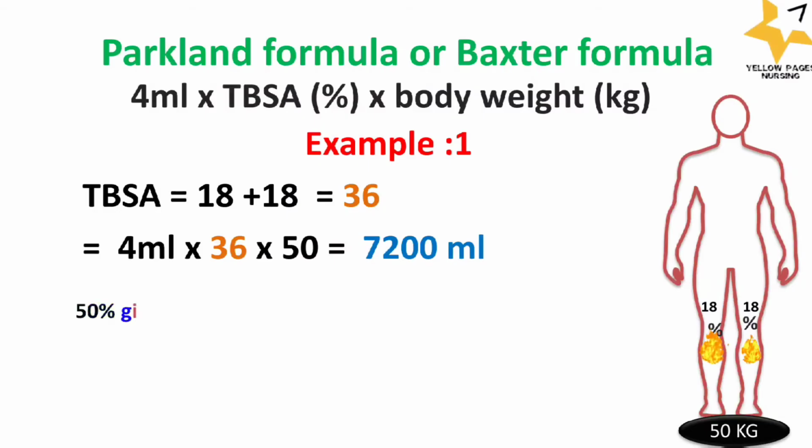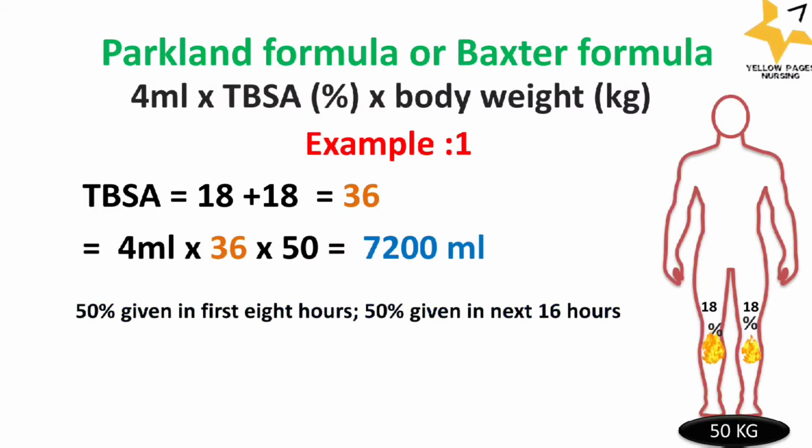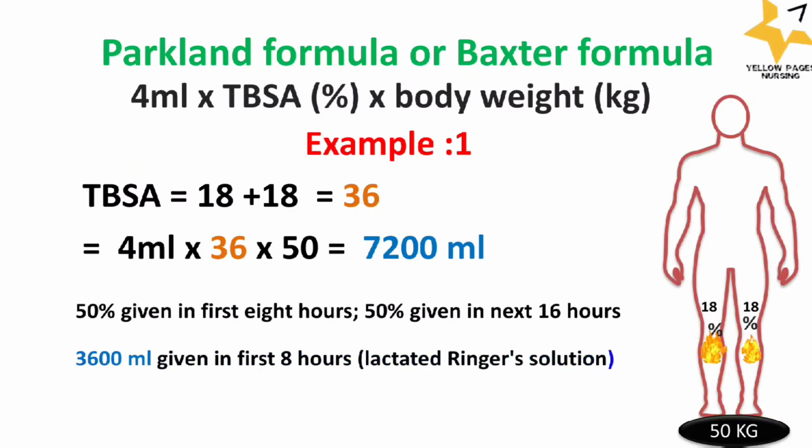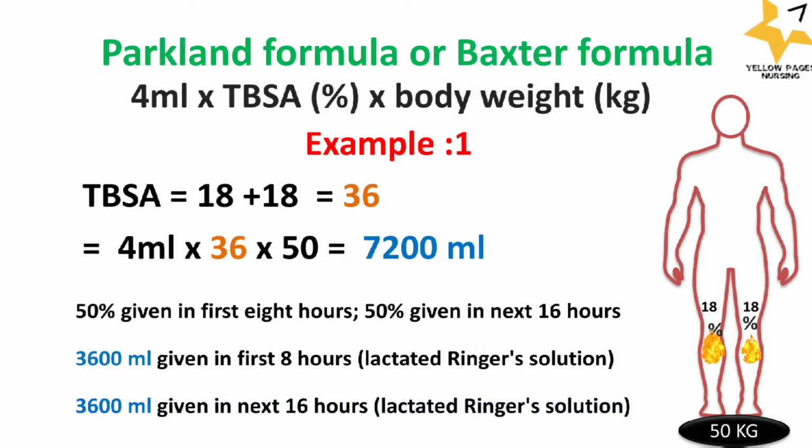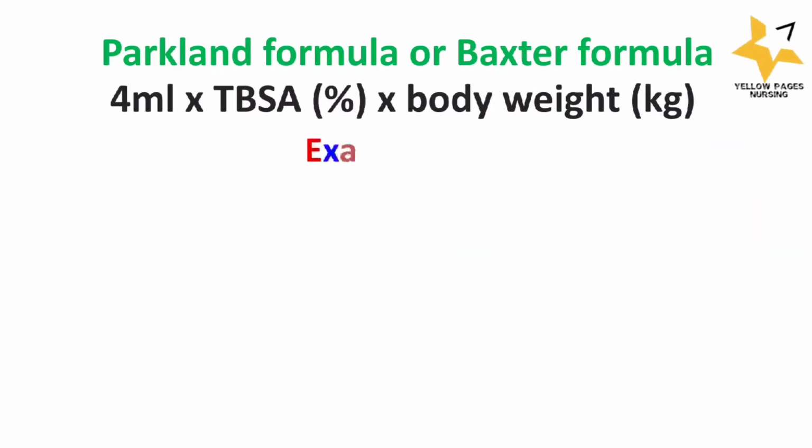7200 ml. In this, 50% is given in the first 8 hours and 50% is given in the next 16 hours. Therefore, 3600 ml is given in the first 8 hours and 3600 ml is given in the next 16 hours, which will be the lactated Ringer's solution. Let's get into the next example.